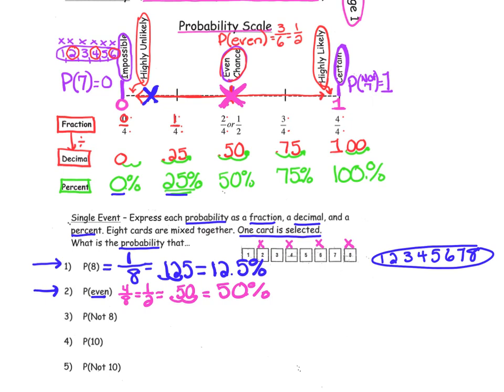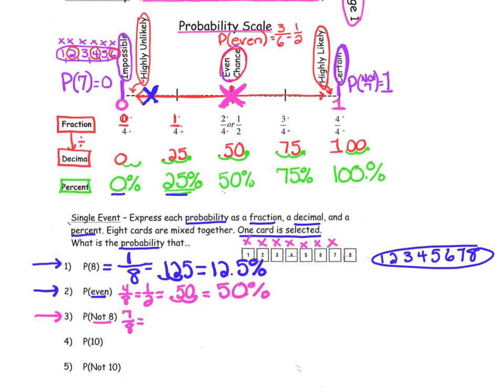Let's try our next problem together. What's the probability of drawing not 8 on a single draw? Most of the cards are not an 8. 1's not an 8. Neither is 2, 3, 4, 5, 6, and 7. You would have a 7/8 chance.